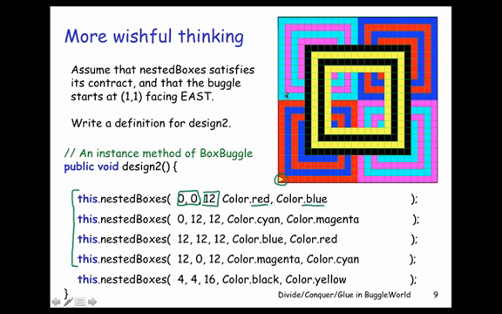Then we'll go to the one that's in the upper left corner. That's coordinates 0 and 12, side length of 12, alternating between cyan and magenta. Then we'll go to the one in the upper right, which is at coordinate 12, 12, side length of 12, alternating between blue and red. And then comes the one in the lower right corner at coordinates 12, 0, relative to the bugle, with side length of 12, magenta, cyan. And finally, the yellow and black one is at coordinates 4, 4, side length 16, with colors black and yellow.